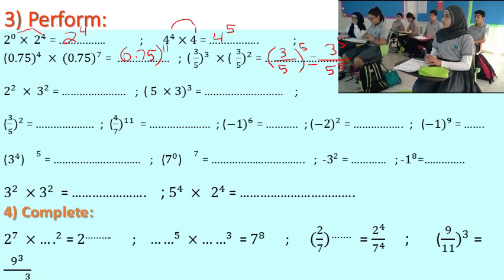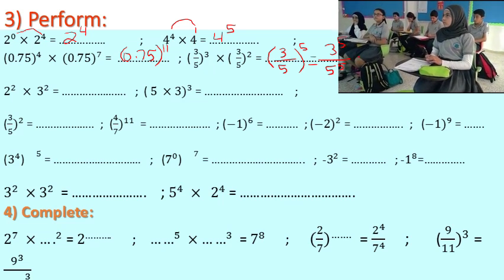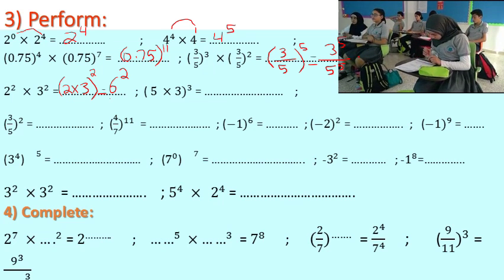Yes, thank you, Ali. Now 2 squared times 3 squared, Selena. How can we write this multiplication? Open parentheses, 2 times 3, all to the power of 2. What does this give us? 6 squared, which is equal to 36.